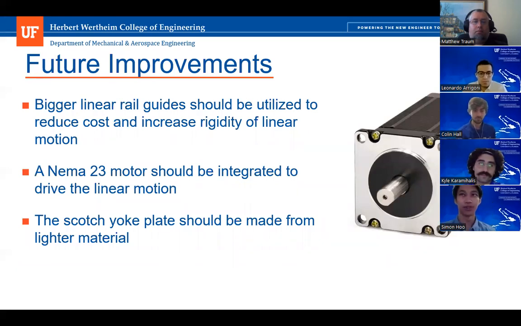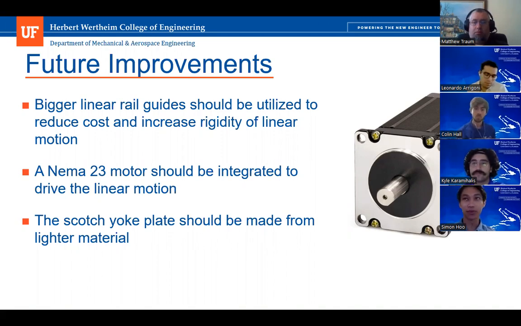Okay, so for future designs of our shaker table, we want to, as Ricardo already mentioned, use bigger linear guide rails because they should reduce the cost. As we were saying, they cost over $300 for just 2 of them. And they would also potentially increase the rigidity of the linear motion.